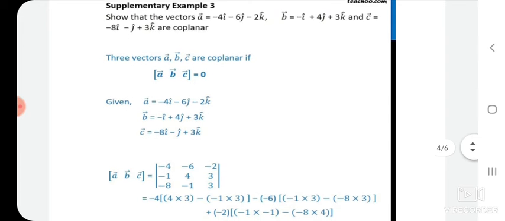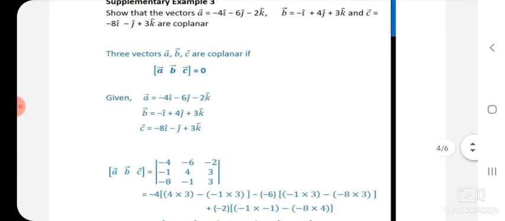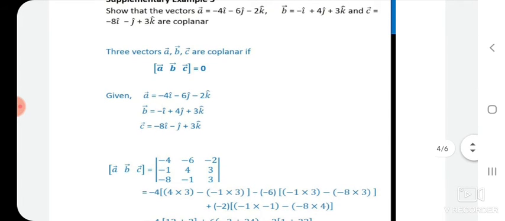Then next, show that vector A is equal to minus 4i minus 6j minus 2k, vector B is minus i plus 4j plus 3k, and vector C is minus 8i minus j plus 3k are coplanar. Coplanar means what? The scalar triple product of the three vectors A, B and C is 0.